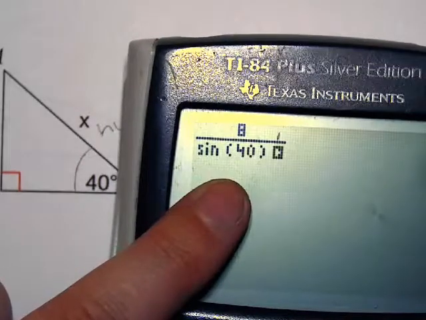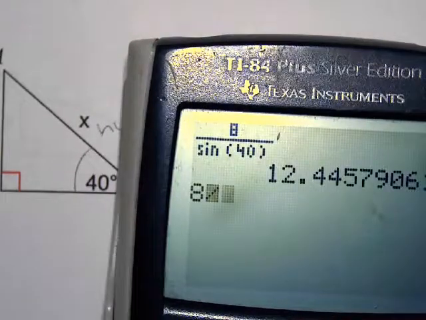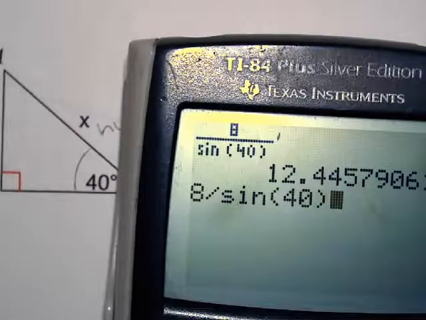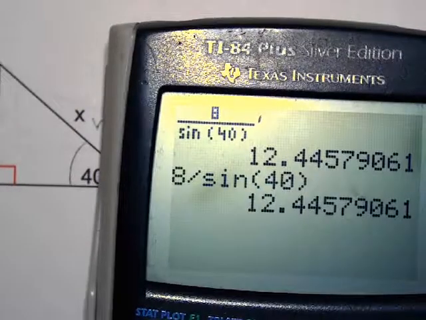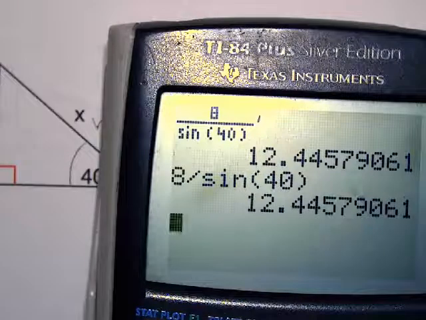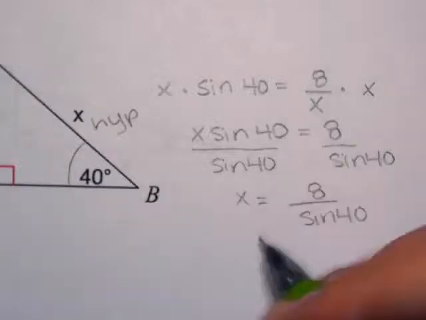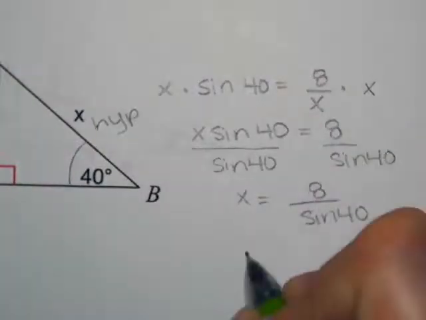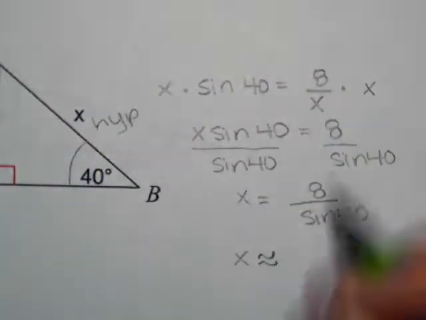So that's as bad as the problems get. It's not that bad. You just have to be careful and make sure you notice that the x was on the bottom, not the top. So, 12.446. All right, so let's do another one of those.